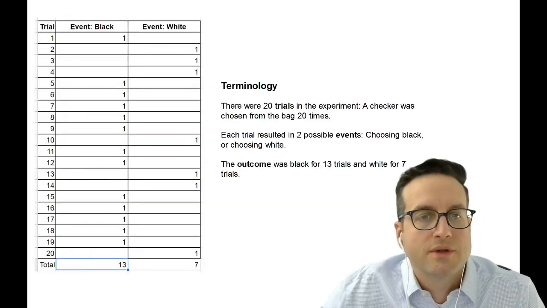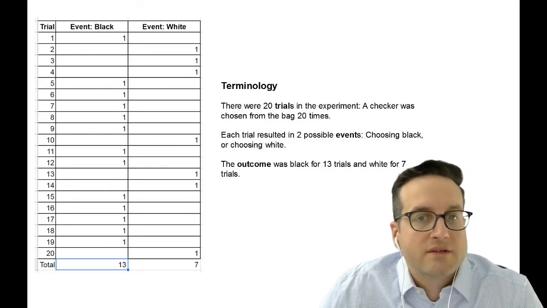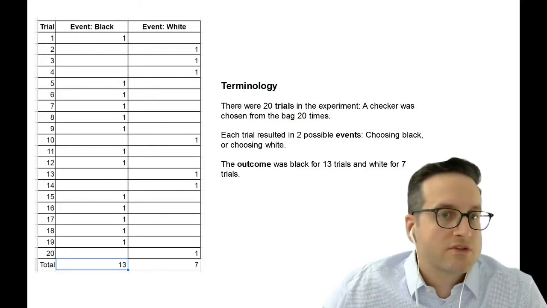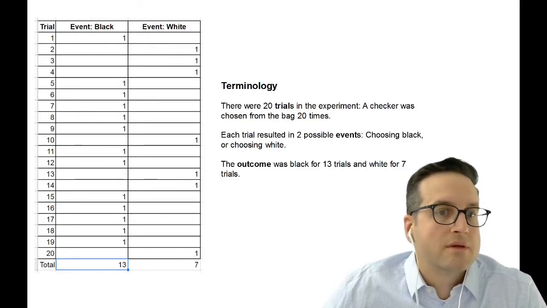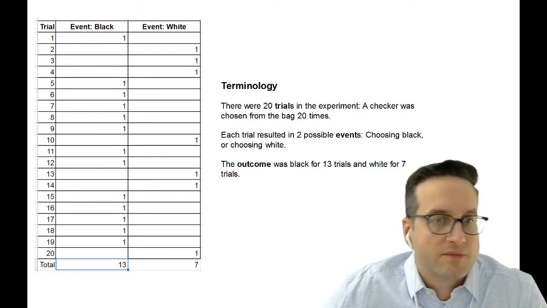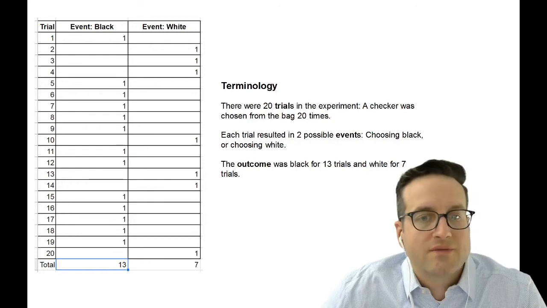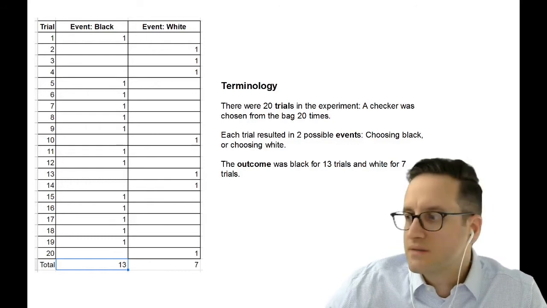So we have 3 new words shown in bold. There were 20 trials in the experiment. A chip was chosen from the bag 20 times. Each trial resulted in 2 possible events, choosing black or choosing white. The outcome was black for 13 trials and white for 7 trials.